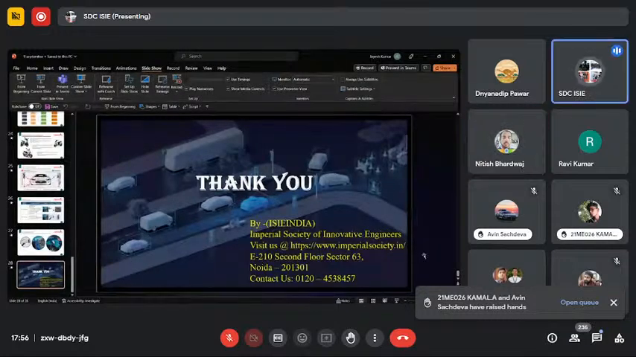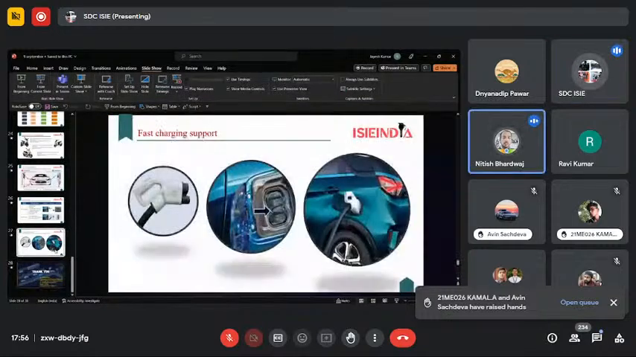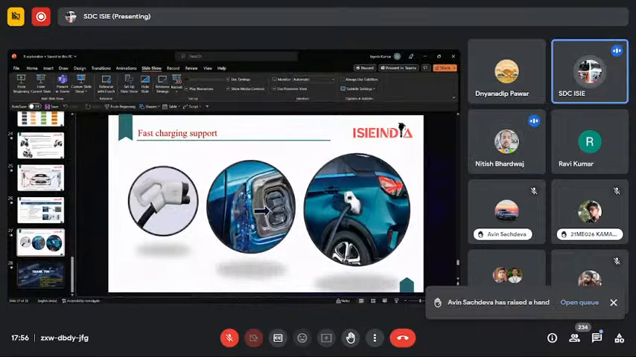No, it's not possible, because the charging port pin is the same at a time. Like I've shown you in the picture, there are two ports: one is for the AC power source and the second one is for the DC power source. If you want to use DC fast charging, you have to change.